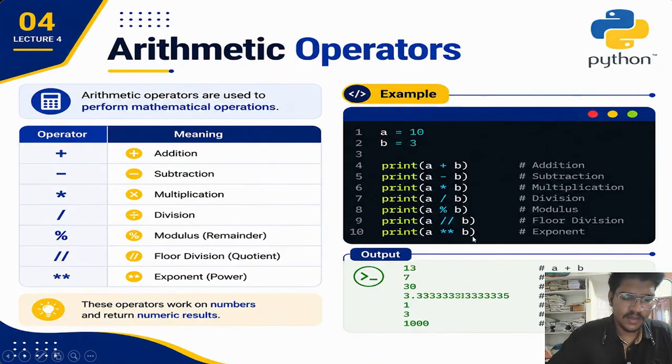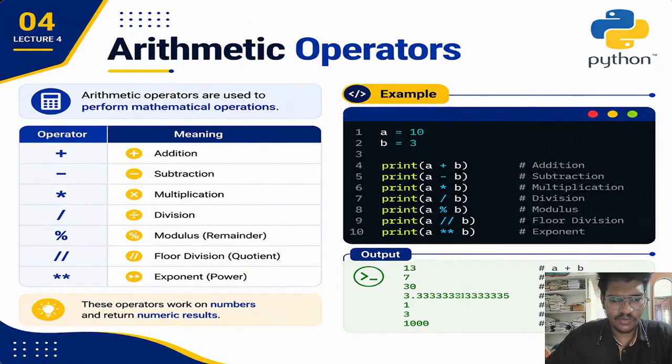Okay, now let's break down the output. 10 divided by 3 gives 3.33 and so on up to infinity. This is a floating point number which has a decimal point.